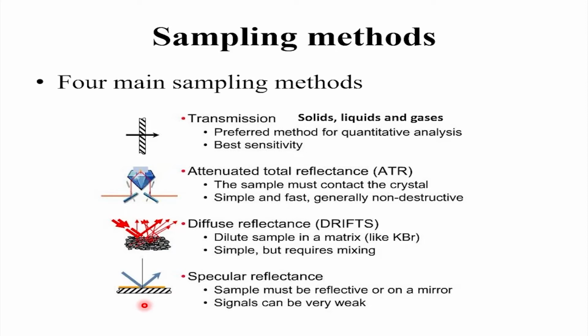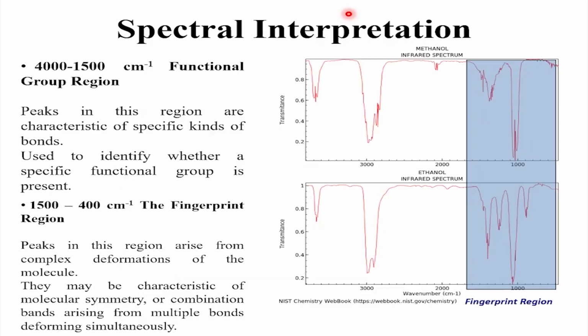Similarly, if you have a liquid sample, we just need to put a drop on top of the ATR crystal and we can get a very good FTIR spectrum using ATR mode. So like this, depending on what kind of samples you have, you have to choose one or the other mode. Okay. Till now, we were discussing how to get an FTIR spectra. Now let us see how we interpret this spectra.